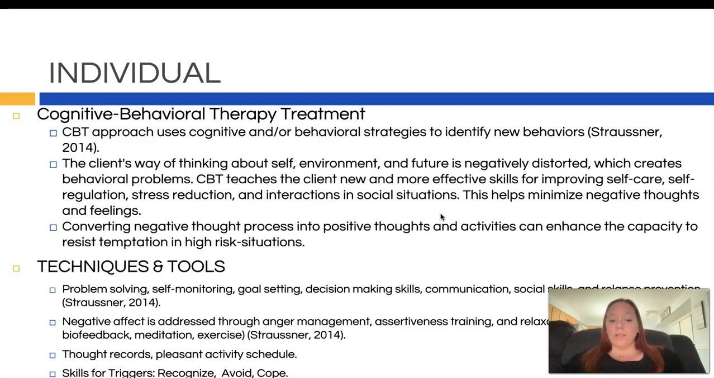There is also a pleasant activity schedule that they can make. These are activities that are positive for them, that do not involve using substances, and that help with their schedule and give them things that they enjoy and like. Some skills for triggers are to recognize, so recognizing when that behavior or thought is coming up, avoiding that behavior and thought, and finding a way to ultimately cope. So coming up with those coping skills and strategies to avoid that behavior, thought, or trigger.